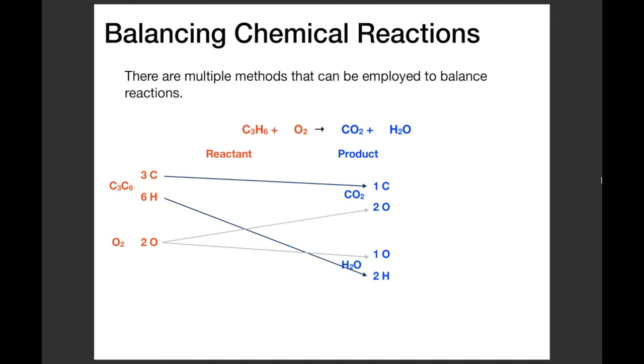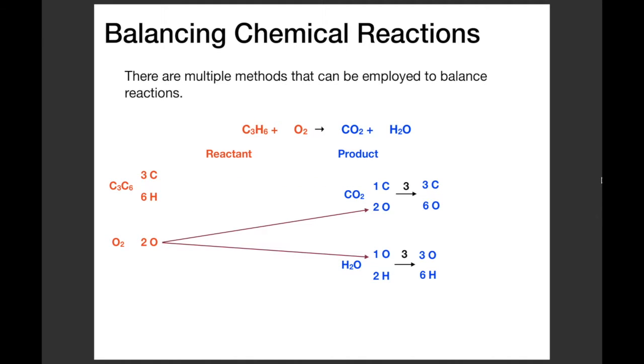Starting with the propane molecule and balancing the reactants and the products, we see that we have to multiply the number of carbon dioxides by 3. This will give us 3 carbons on the product side and 3 carbons on the reactant side. We also have to multiply the number of waters by 3. This will give us 6 hydrogens on the product side and 6 hydrogens on the reactant side.